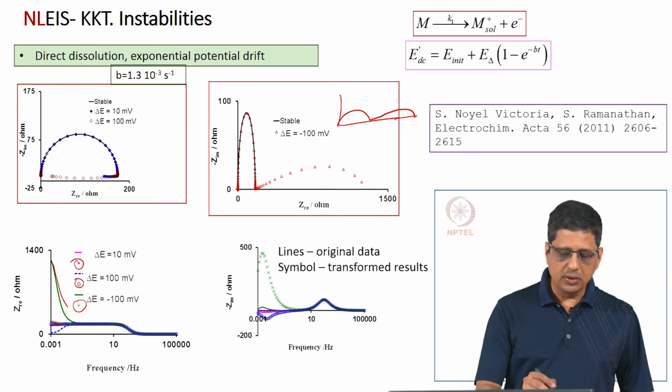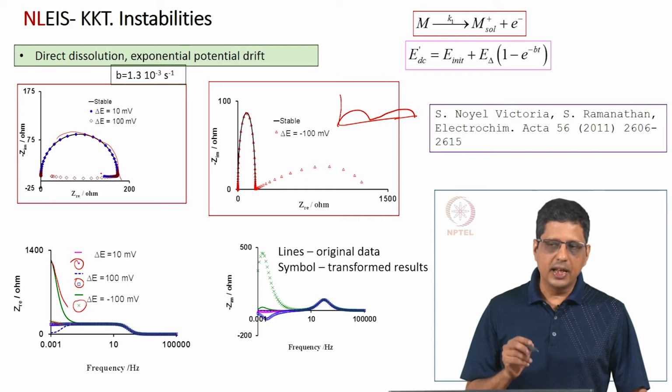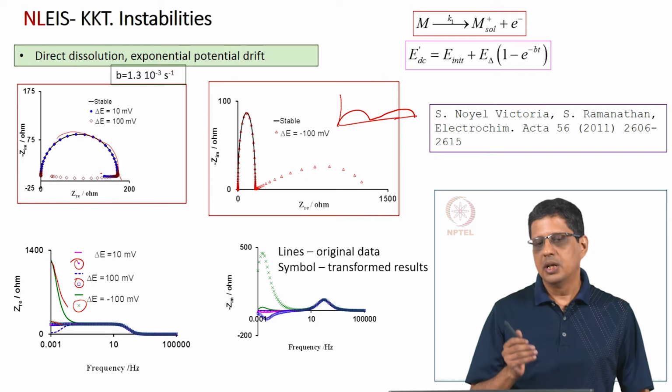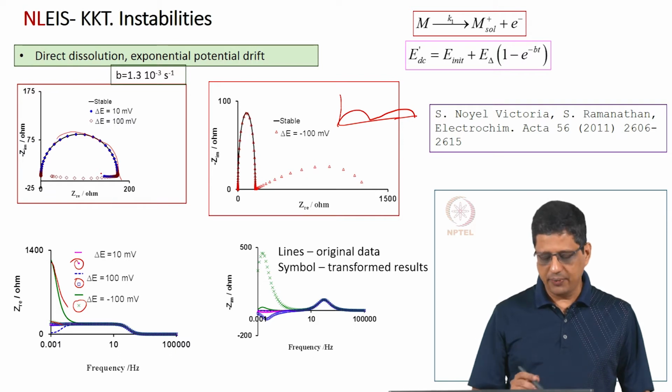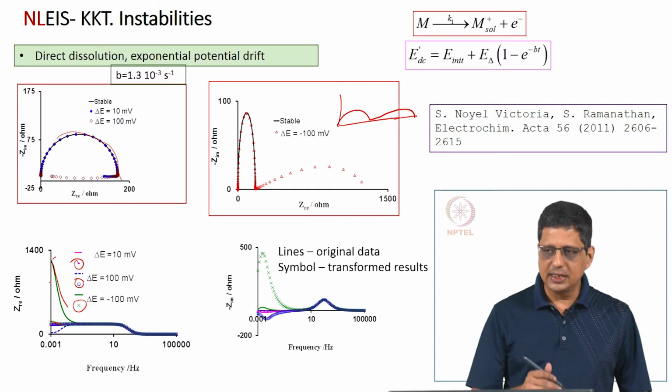You can also see in the high frequency region, the stable system, which is shown by a continuous line, and the points which correspond to the unstable system are more or less the same. So, at the high and mid frequencies there is not much of a difference between the stable and unstable system. At the low frequencies you see a clear change, and that is shown in the transform data also. At the low frequencies it deviates.